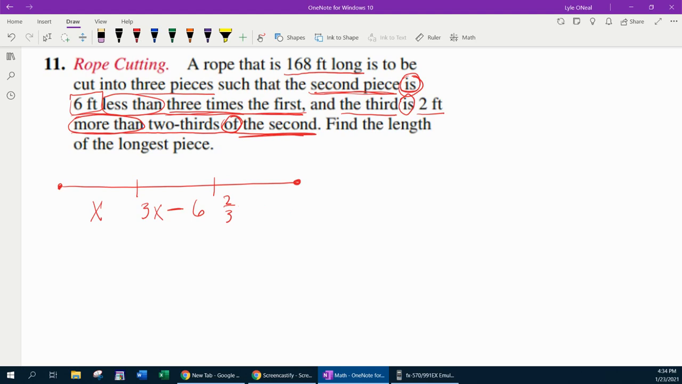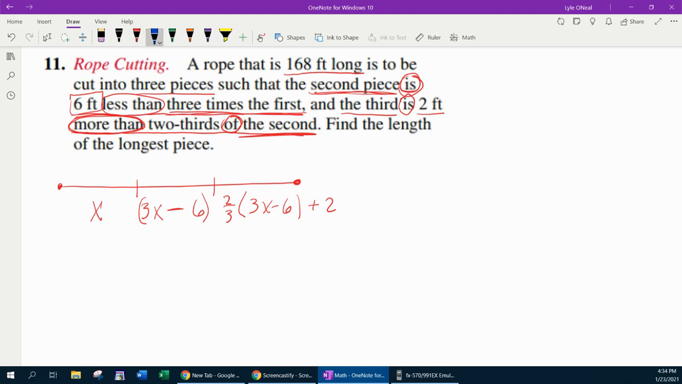So what I'm going to have to do is erase this to create a little more room. 2/3 of the second. Well, what was the second? The second was 3x minus 6. So I'm going to be multiplying 2/3 times 3x minus 6 because that was the second. And then I'm going to be adding 2 to that. Man, this is going to be exciting.